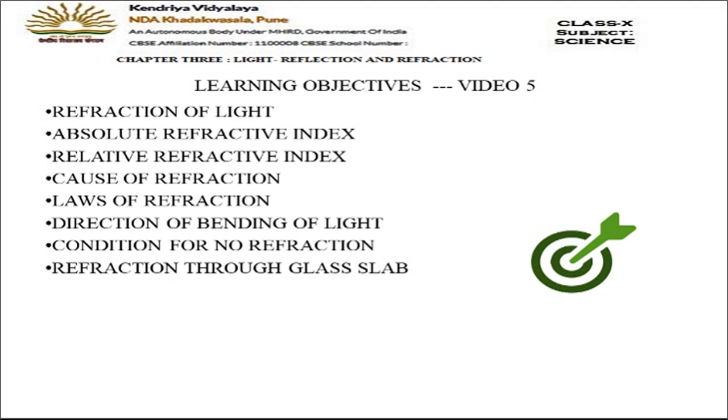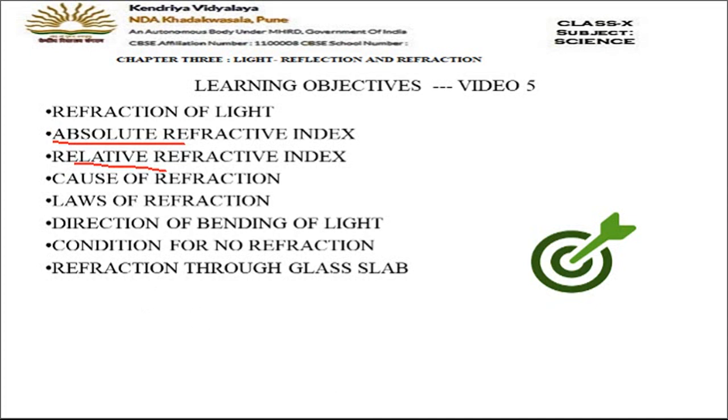Now today we are starting with the second most important phenomenon of the lesson, that is refraction. So today we are going to study refraction, absolute refractive index, and relative refractive index. Make sure these two are different. Then what are the causes of refraction? Laws of refraction, direction of the bending of light, the condition for no refraction, and refraction through the glass slab. These are the topics we are going to cover today.